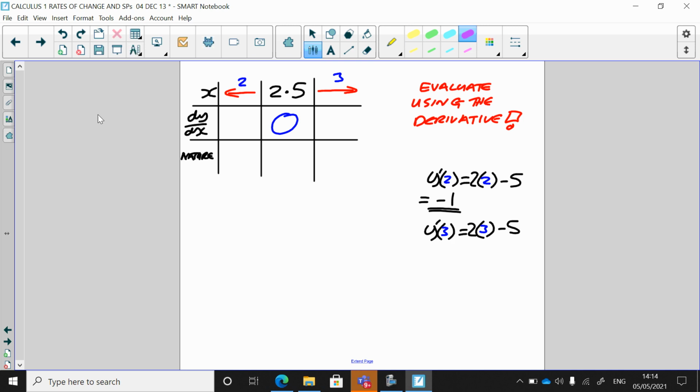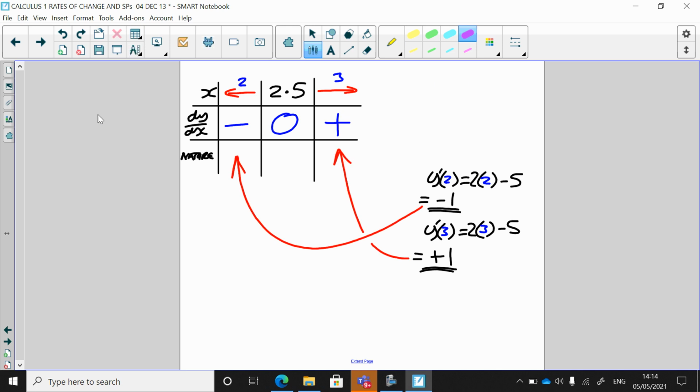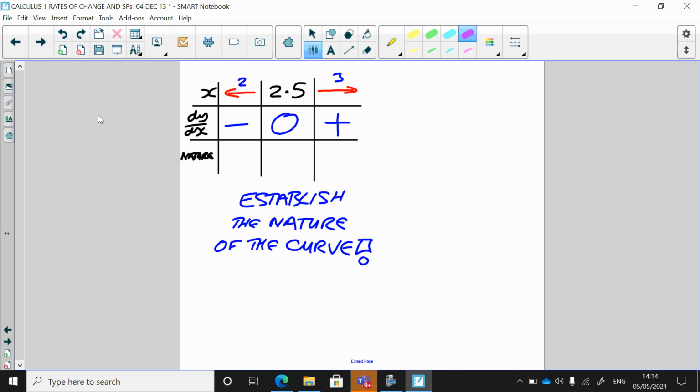I've done the same with 3, put it into the derivative. I'm interested in the answer. Usually I just write down 1, but I'm interested in the sign. So I've got two answers for 2 and 3, -1 and 1. So go and take the signs and put them in there, because that's what I've done there. So those signs relate to the slope of the curve, or the nature. So that's what I'm going to establish here.